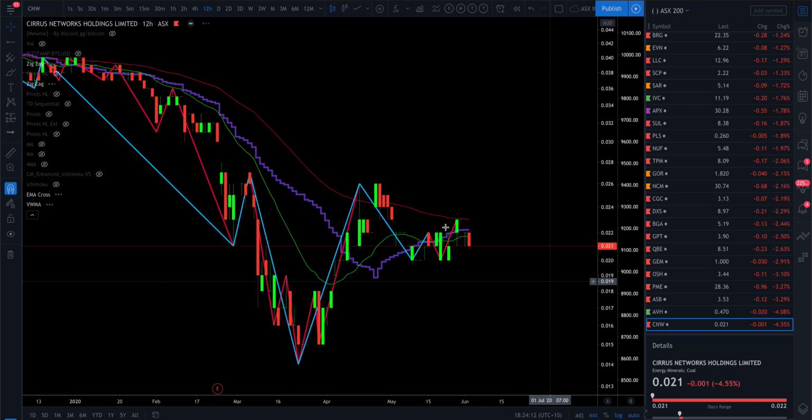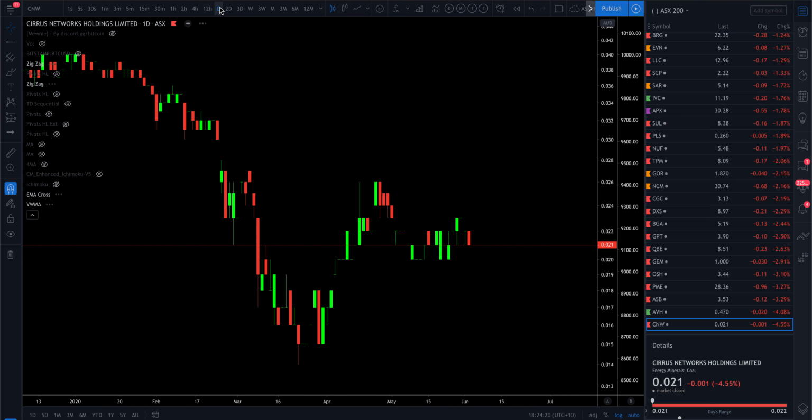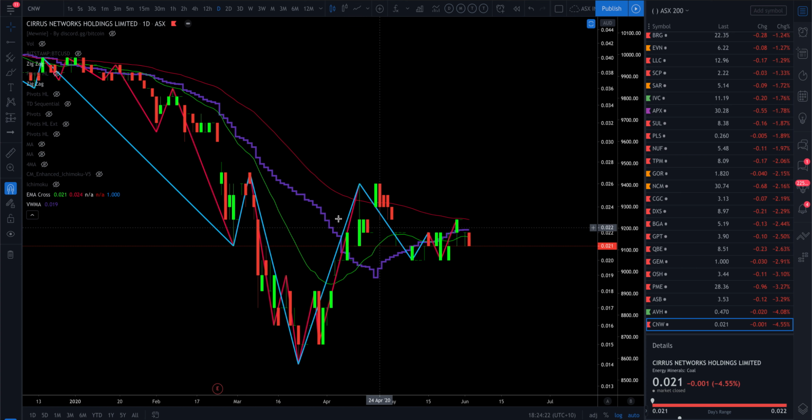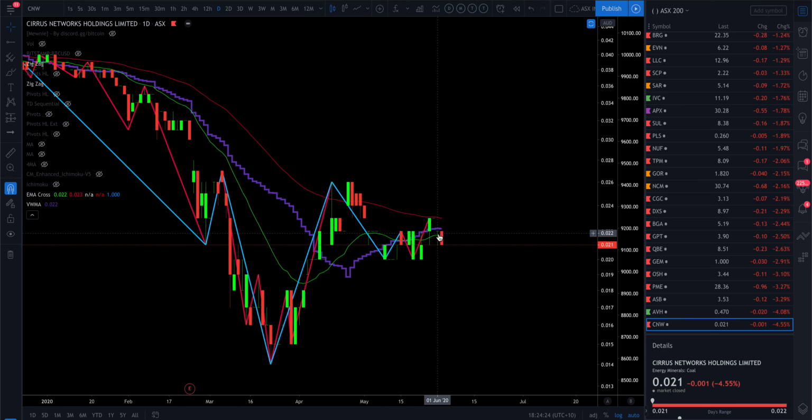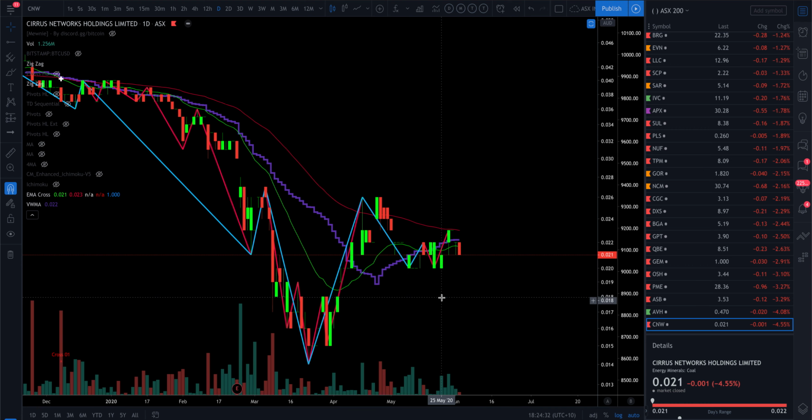And then lucky last on the door, Cirrus Networks. I mean, again, moving along here, they haven't had the same momentum. I'll jump on the daily quickly. Yeah, it looks very similar to the 12-hour. Like, there's no real movement between. We'll chuck some volume in there. Yeah, volume's going down, price is going down.